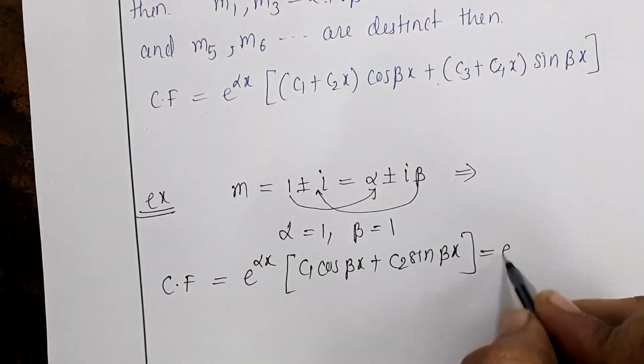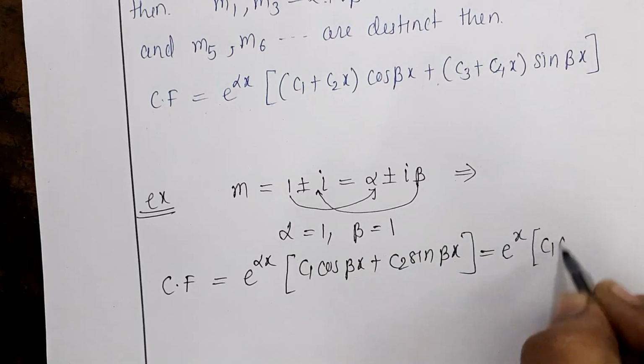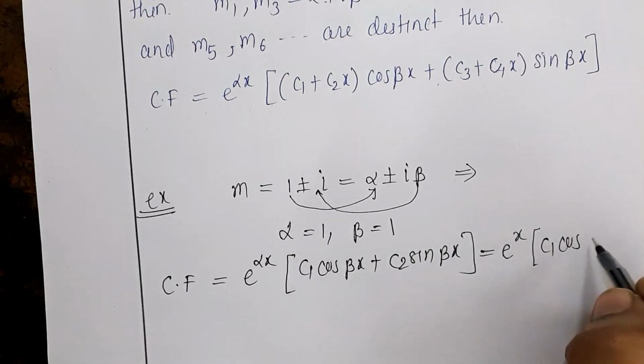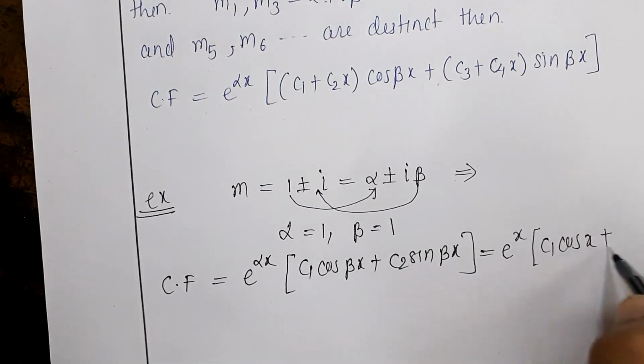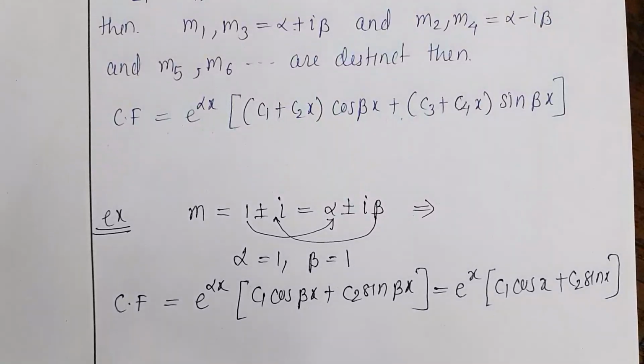Now it is equal to e to the power alpha x, where alpha value is 1. So e to the power x, c1 cos of beta x, beta is also 1, so cos x plus c2 sin x. So this is the CF if the roots are imaginary.